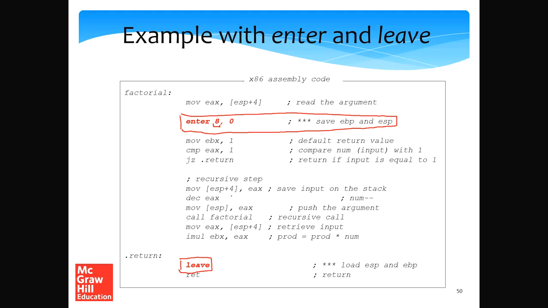Then we save the input on the stack, right? Saving the input on the stack is essentially the same as spilling, since we know that the callee will change it. So we are pretty much spilling it. And then decrementing EAX, pushing the argument, and calling the function, all of this is fine. And at the end, we call the leave instruction, whose only job is to load, or rather, the word restore would be better, so restore ESP and EBP.